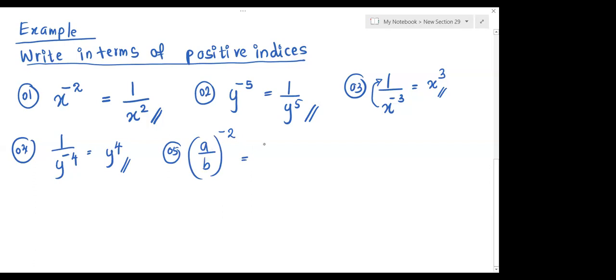Now, in this case, what we do, we change the inside fraction. Here, b upon a. Then the negative index is removed and we write b upon a to the power of 2. 6. 1 upon 3 to the power of minus 2. Then, what is the answer? 3 upon 1 to the power 2. 3 upon 1. No need to write 1 actually.